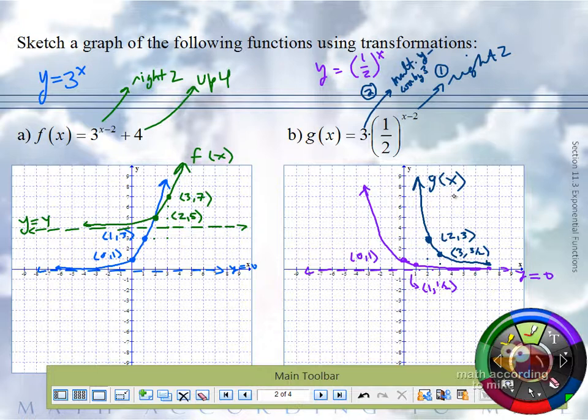So we've just added 2 shapes, if you will. They're basically the same shape. A J shape and an L shape, depending on how you want to look at it. But the transformations on them are the same. Add to the variable, left; subtract from the variable, right. Add to the function, up; subtract from the function, down.